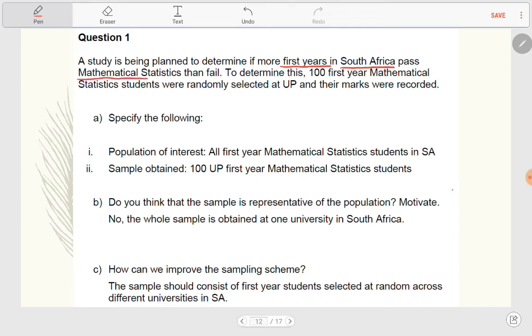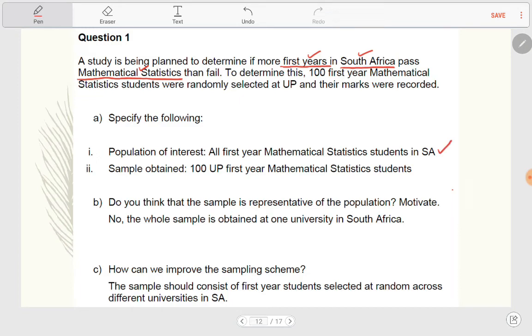So you need students who have done mathematical statistics. You can't take students who haven't done mathematical statistics. You need to make sure you have all three of these aspects because these are defining the group you're interested in. So you'll see here: all first year mathematical statistics students in South Africa.